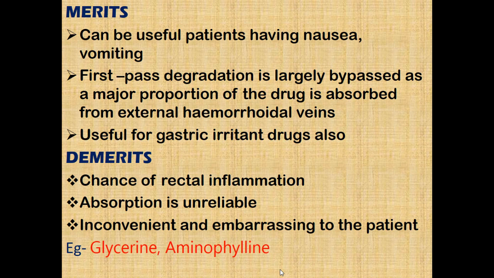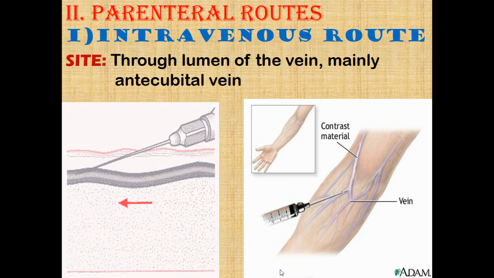Then what are the drugs that can be given? Glycerin or aminophylline. And one important thing you should remember is that diazepam is given by the rectal route in children who have epilepsy. That's a very, very common important example. You can write it. Then parenteral routes.